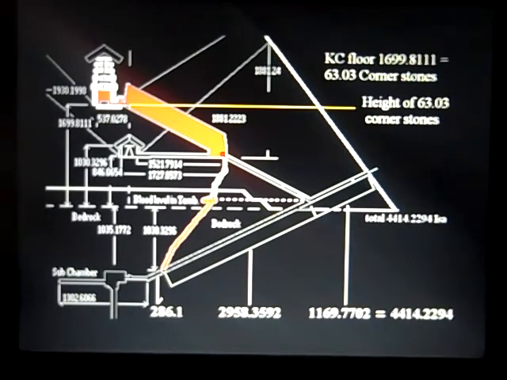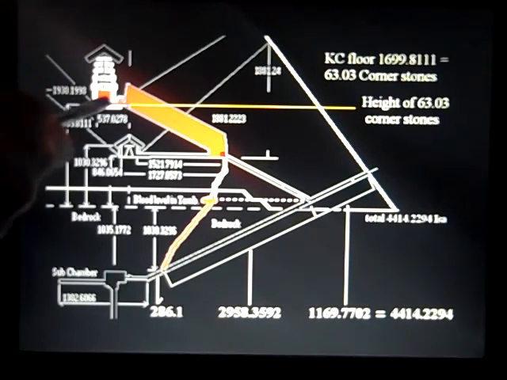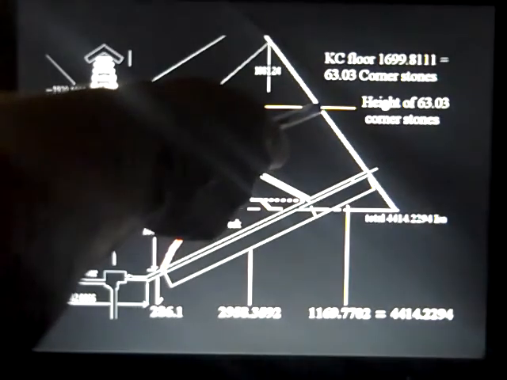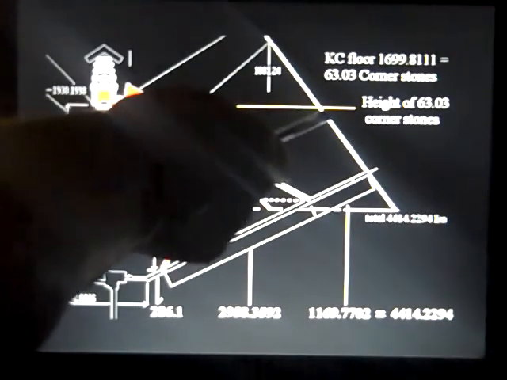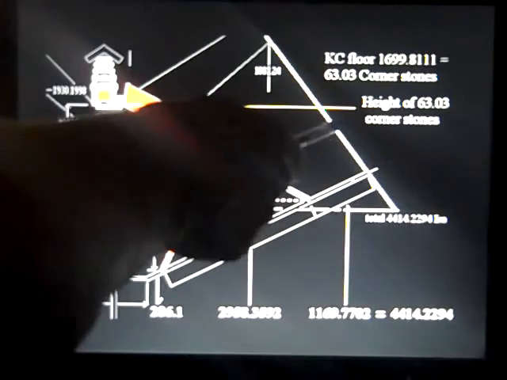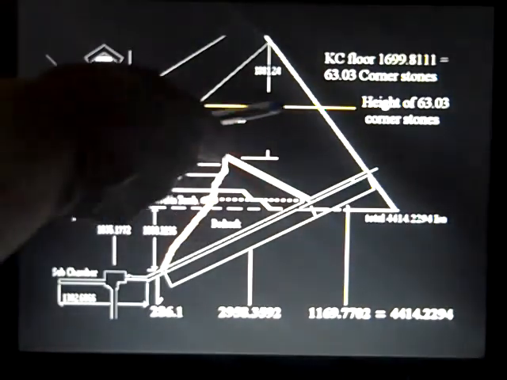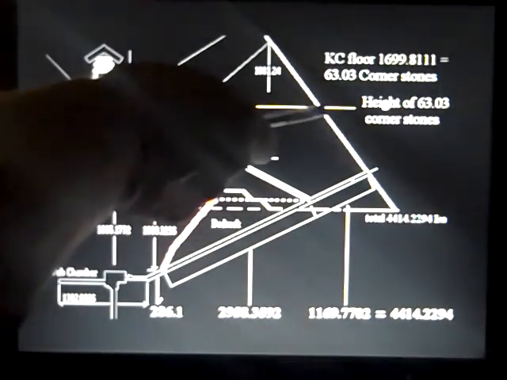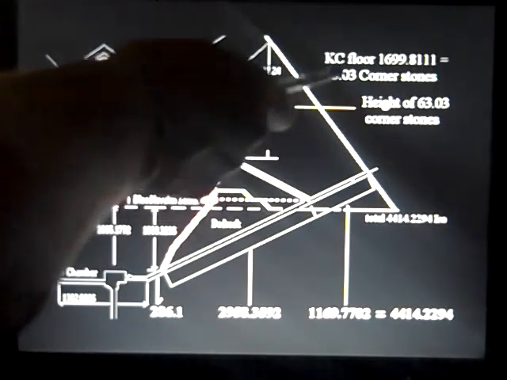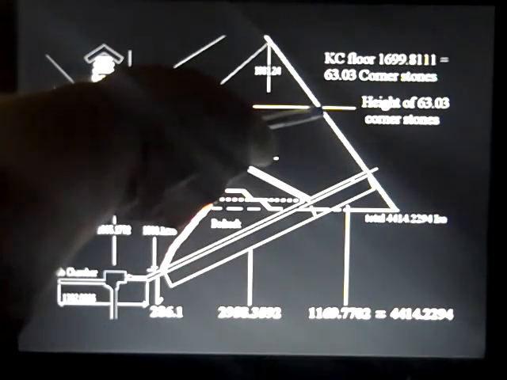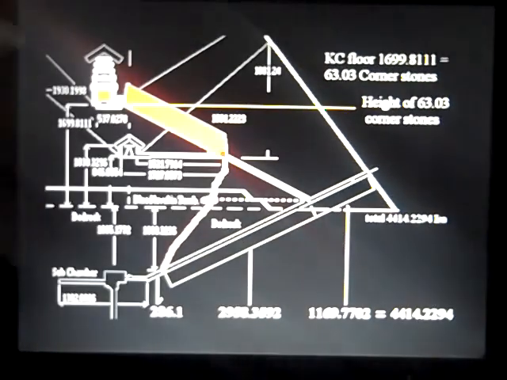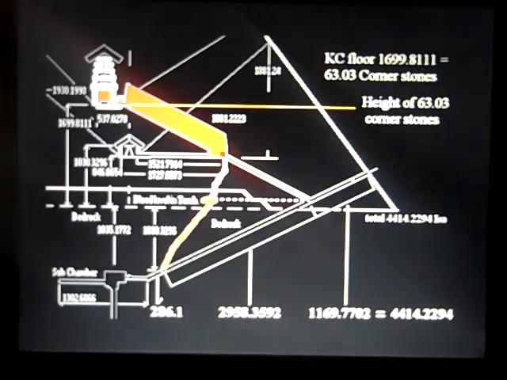You're familiar with the diagrams of the Great Pyramid. Let's see if I can explain it here for you. We've got the King's Chamber floor. At the level of the King's Chamber floor, that's the reference that I just spoke about to Isaiah 63:3. That's how many cornerstones the King's Chamber floor comes through. So here are the cornerstones in the white, the 63.03 cornerstones at that height. And that goes back, of course, to Isaiah 63:3 that we just read.